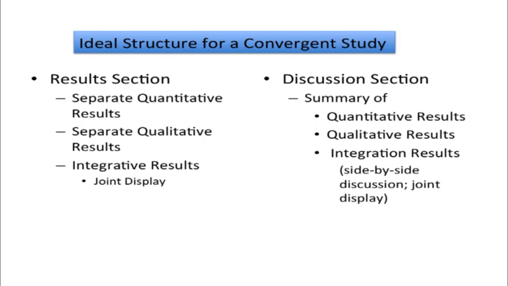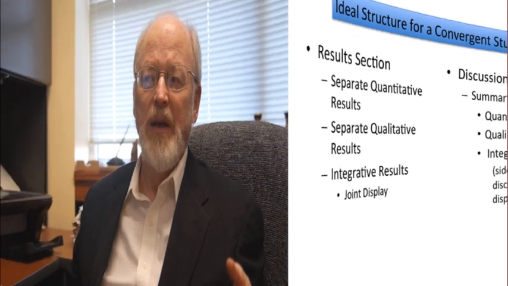In the discussion section, we would see a mirror of these steps. First quantitative or qualitative results, and then integration. And what we often see in a convergent design manuscript is the integration piece comes in a side-by-side discussion of the quantitative and qualitative. And that would be an actual paragraph or passage in the discussion where the author first says, here were the quantitative results, and then in the same paragraph says, and then also here were the qualitative.